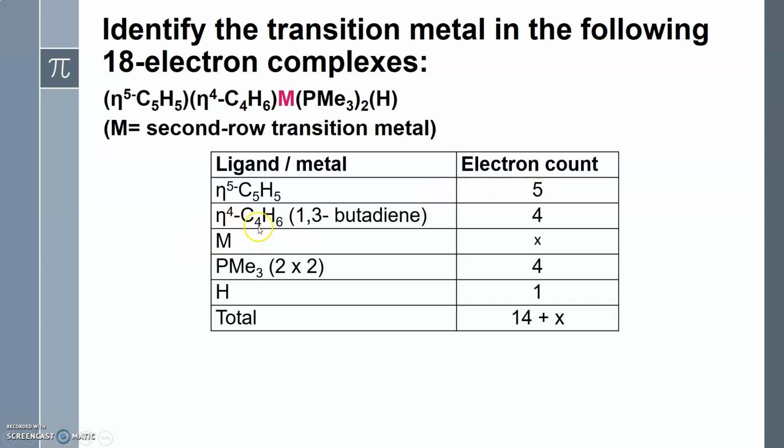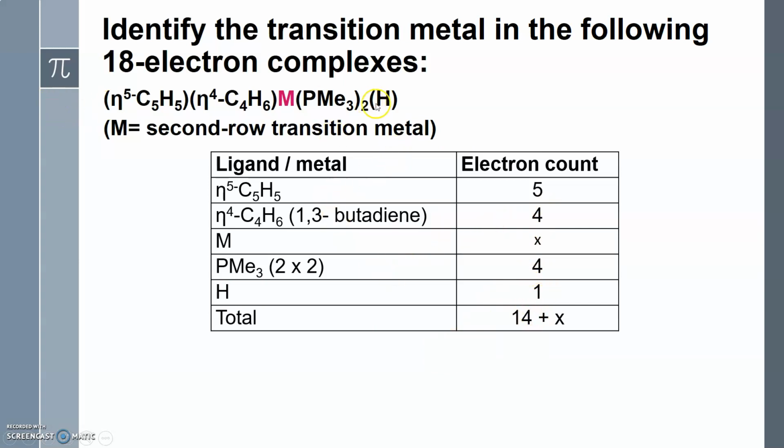Next one is η4-C4H6. This is nothing but 1,3-butadiene. There are two double bonds, and both are attached to the metal, so the electron count is 4. For M, the electron count from the metal is X, because that is what we are going to calculate, and M is considered in its zero oxidation state. Next is the phosphine ligand. Each phosphine ligand donates 2 electrons, so 2 times 2 is 4. The hydrogen is the hydrido ligand, and the electron count by the neutral atom method is 1.